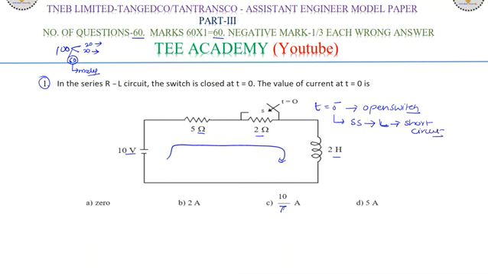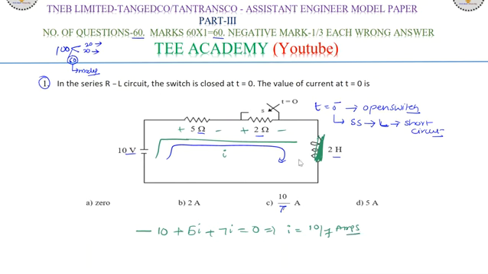Now check your analysis. 10 volts is here, 5 here, and 2 here. The inductor simply acts as a short circuit. Now what is the current? A simple KVL loop. I will write minus 10 plus, letting the current be I, 5 into I plus 2 into I, that is 7 into I, equal to 0. From this, I equals 10 by 7 amps.